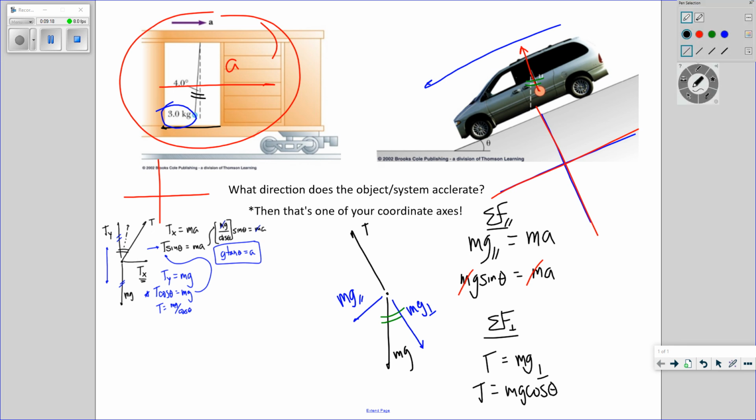I know that perpendicular involves cosine theta because it's adjacent to the angle, right? I know that mg parallel involves sine of theta because here's mg parallel down here, opposite the angle. I'm invoking SOHCAHTOA when I talk about adjacent and opposite, the definitions of sine and cosine.